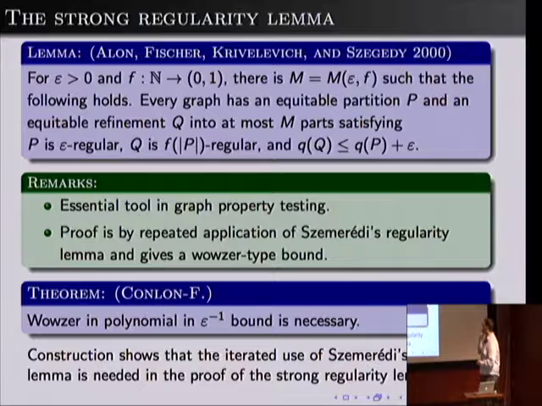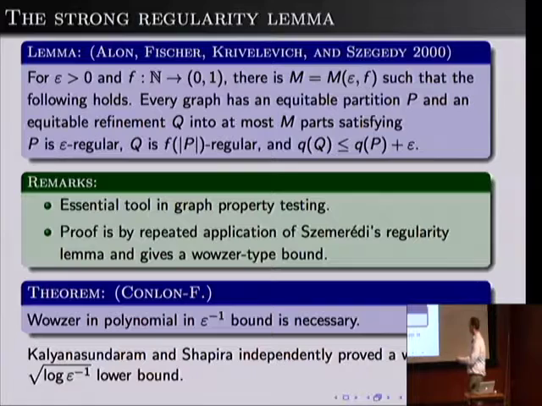So the first attempt to improve the bound in the induced graph removal lemma was to improve the strong regularity lemma bound, but then we saw that this can't be done. This Wowzer type bound, independently at the same time, was done by Asaf Shapira and his student. They gave a little bit weaker dependence here, but again, the important thing is that Wowzer was next up in the Ackermann hierarchy, so it's of similar flavor.